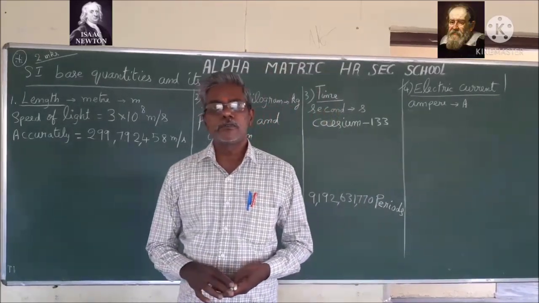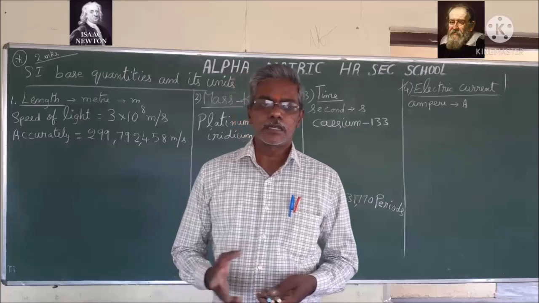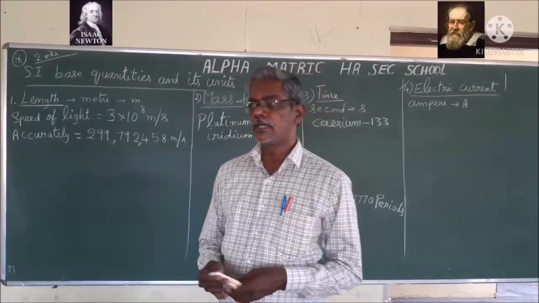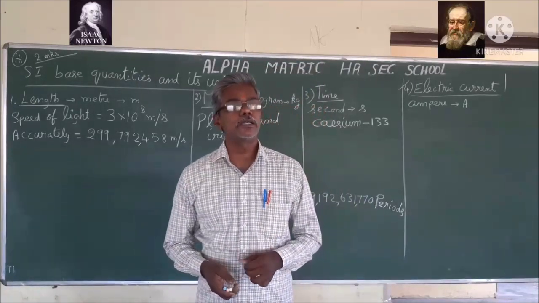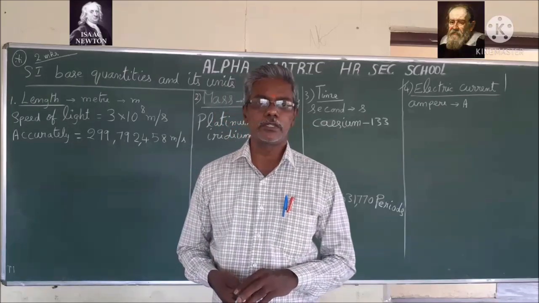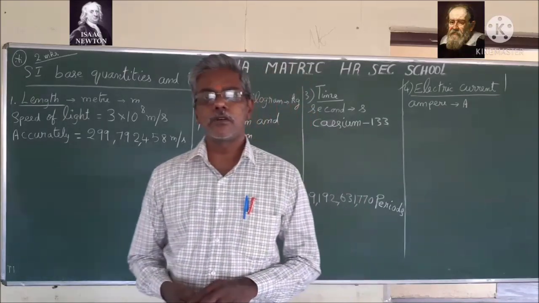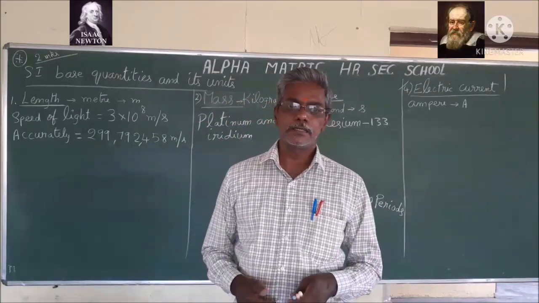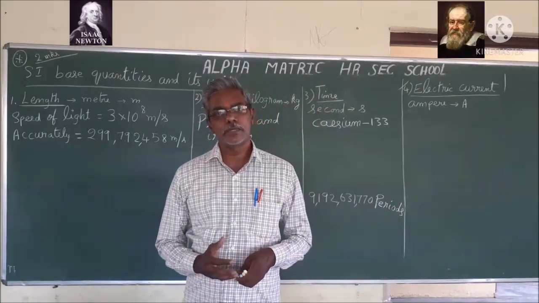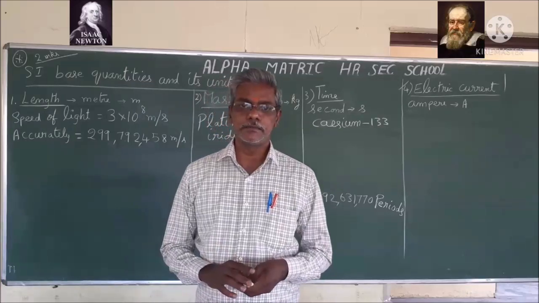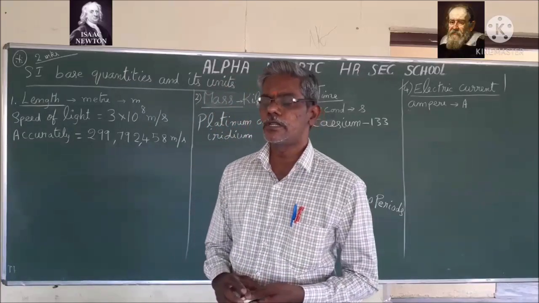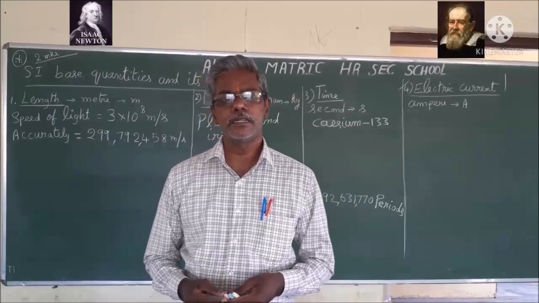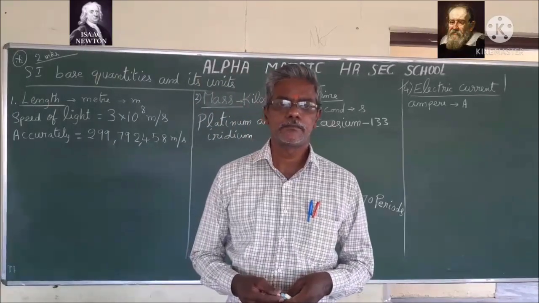Then types of physical quantities. There are two types: one is fundamental quantities, the other is derived quantities. What are fundamental quantities? Length, mass, time, electric current, temperature, amount of substance, luminous intensity. Derived quantities are velocity, area, acceleration, etc.